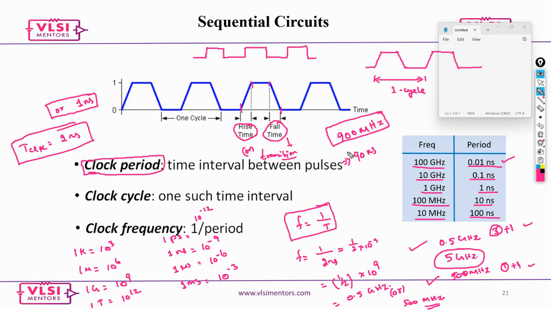What about others? 90 nanos. Okay, 90 nanoseconds.